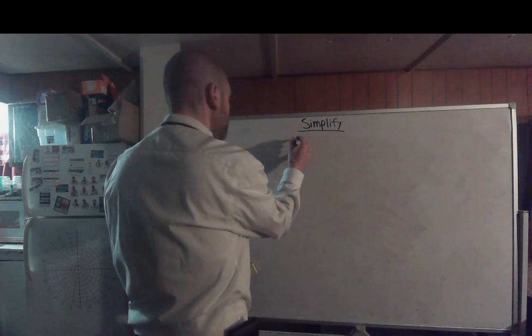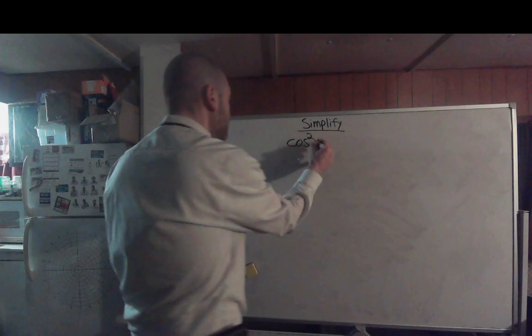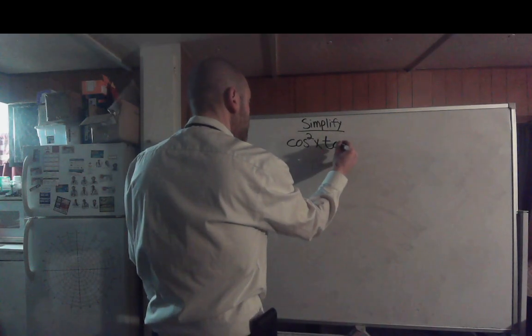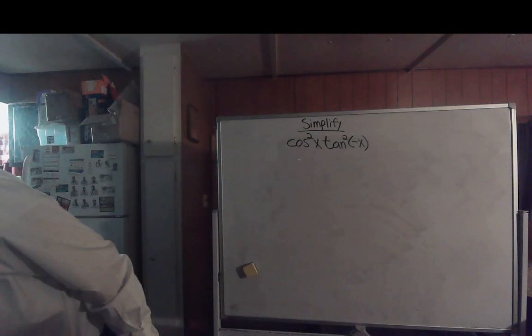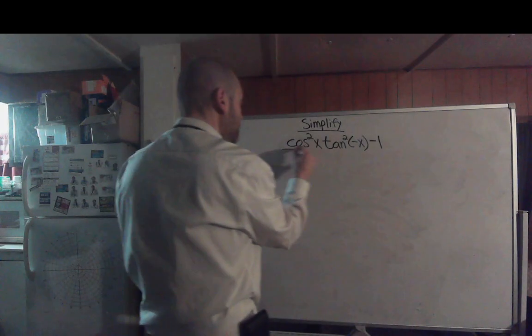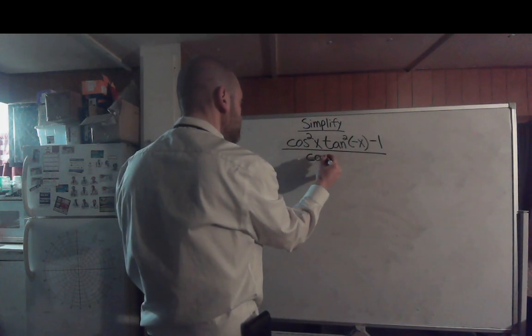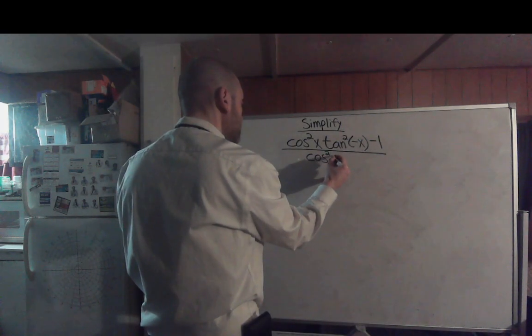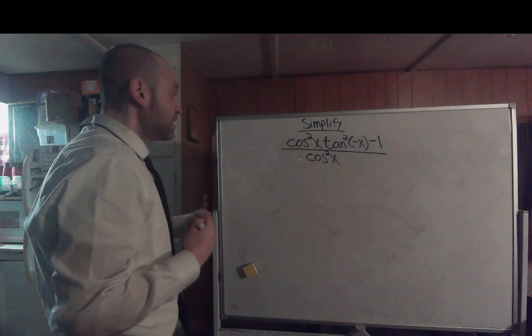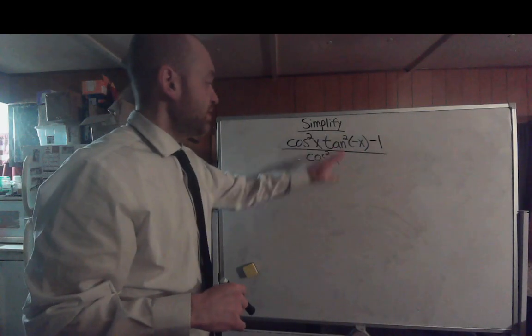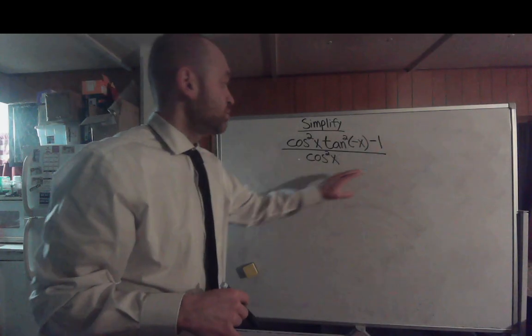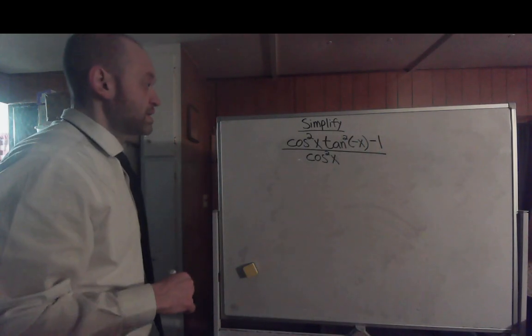Good one. So we have the cosine squared of x tangent squared of negative x minus 1 all over the cosine squared of x. Alright, so let's see. We have cosine squared of x, tangent squared of negative x, all that minus 1 over the cosine squared of x.